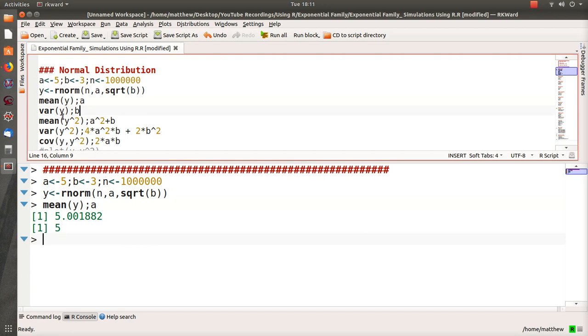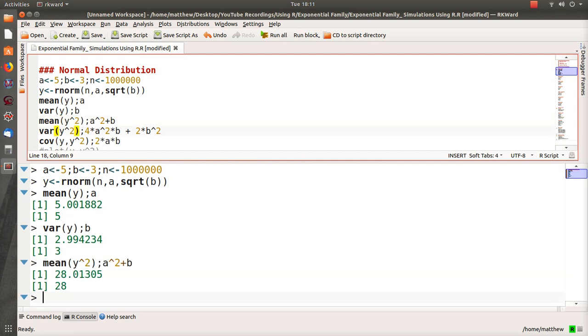And then we're going to take the variance of our observations and compare it with the theoretical variance. Another sufficient statistic when we looked at the exponential family for the normal was y squared. So we simulate our data, store it in y, take the mean of y squared, and that should equal the mean squared plus the variance. And let's see what it does.